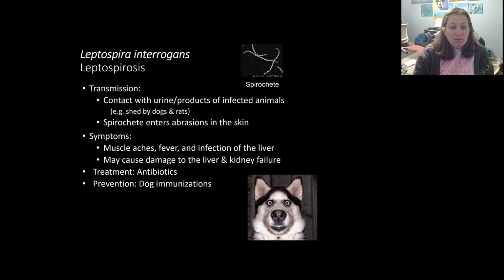Symptoms include muscle aches, fever, and infection of the liver, but it may cause damage to the liver and even kidney failure. So this is one reason why this is in the group. Treatment here is going to be through antibiotics, and prevention is giving dog immunizations. If your dog is immunized, they're less likely to carry this. Therefore, you're less likely to then be accidentally infected with this.